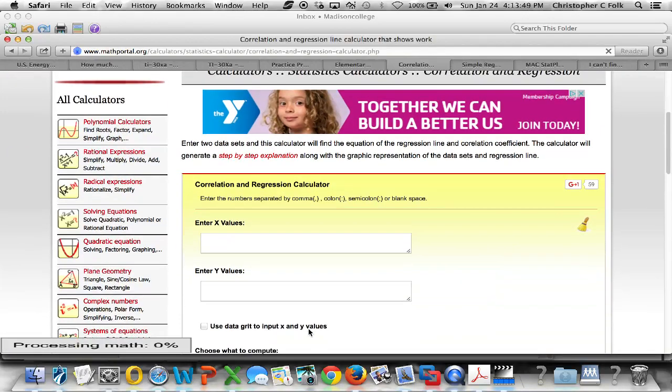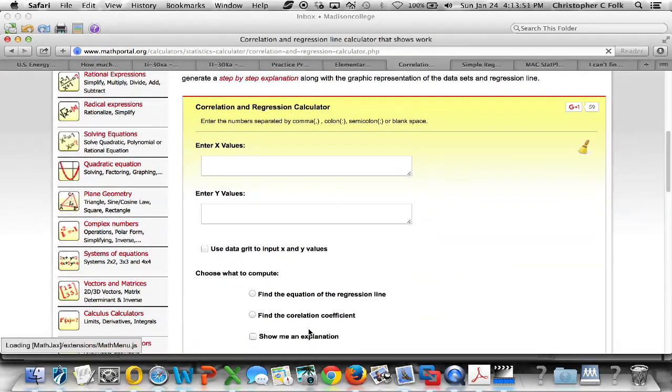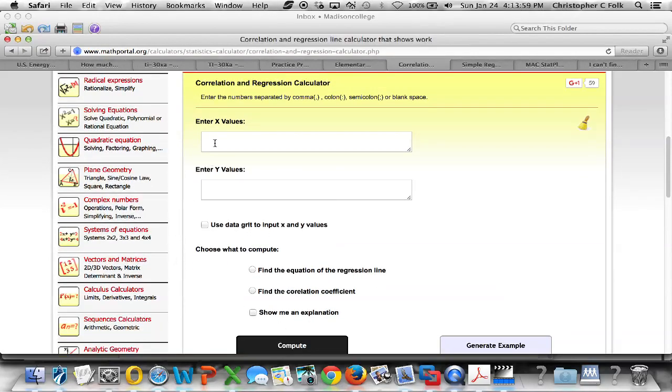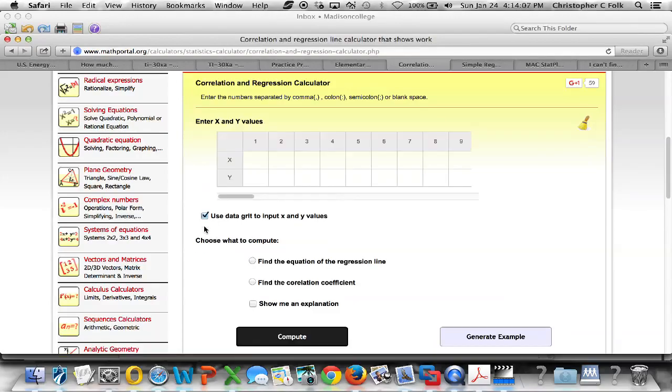So this one here is a correlation and regression calculator. We need to enter in the X and Y values here and here. Notice we could also click this box, use data grid, I think they mean grid, to input the X and Y values. So we could plug those numbers in right out of the book.